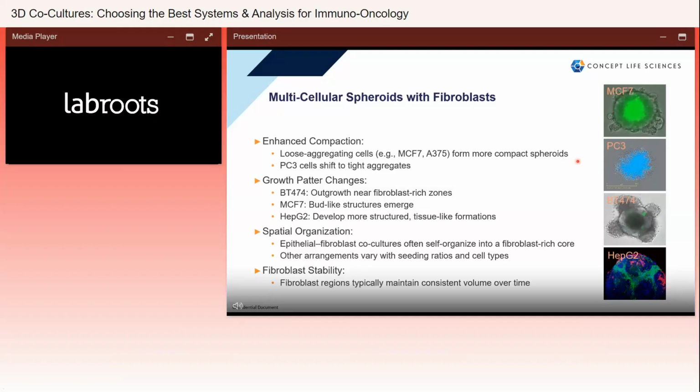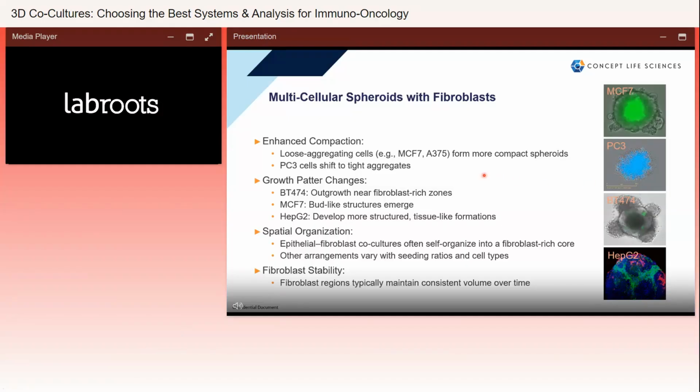PC3s, which didn't form any sort of aggregate at all, as soon as we incorporated fibroblasts, we start getting really tight aggregates, and they seem to be the opposite way around compared to MCF7 and a lot of the other epithelial cells, where you get a core of the cancer cells, and then the fibroblasts form the outside of the aggregate.